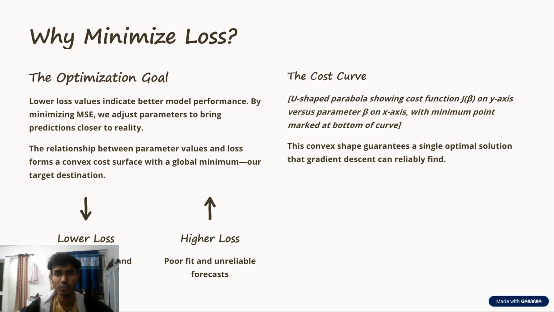The cost curve. A U-shaped parabola showing the cost function J of beta on the y-axis versus parameter beta on the x-axis, with a minimum point marked at the bottom of the curve. This convex shape guarantees a single optimal solution that gradient descent can reliably find.